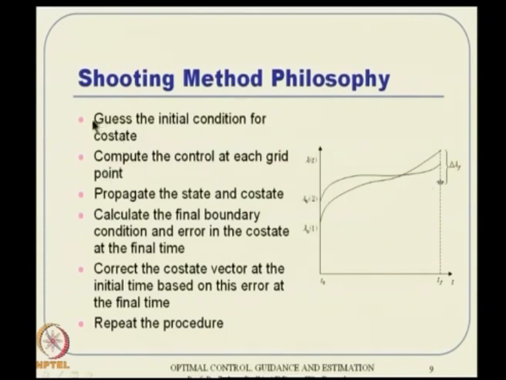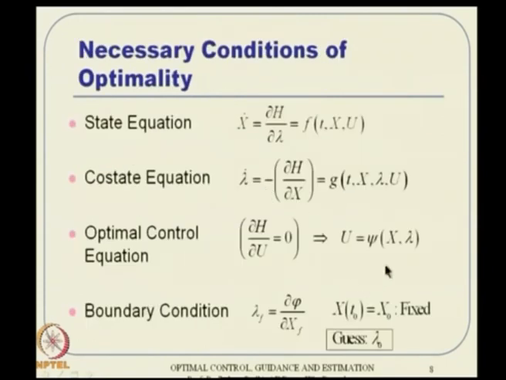So, to summarize, guess the initial condition for the costate first, compute the control at each grid point, because once you have lambda 0, you have x 0. So, u 0 is nothing but a function of x 0 and lambda 0. Once you have u 0, you can get x 1 from here. Once you have x 1 and lambda 1, integrating these two equations together, you can calculate u 1. And then once you have u 1, you can calculate x 2 and so on.